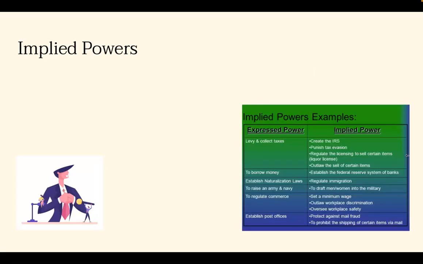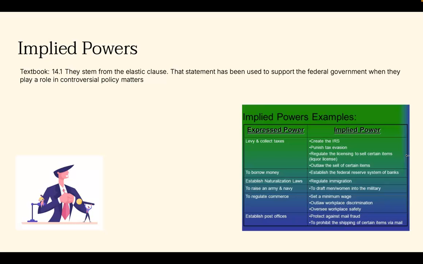Next, we have implied powers, which are governmental powers not explicitly stated in the Constitution, but they're understood to be necessary to carry out those expressed powers. And this is derived from the Elastic Clause. And from the textbook, as mentioned, they stem from the Elastic Clause, and they are used to support the federal government when they play a role in controversial policy matters.